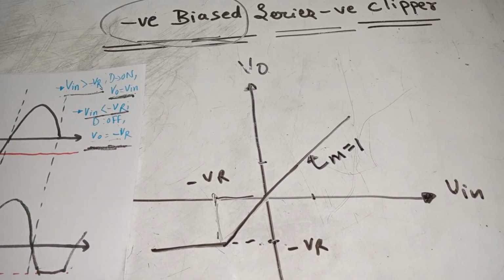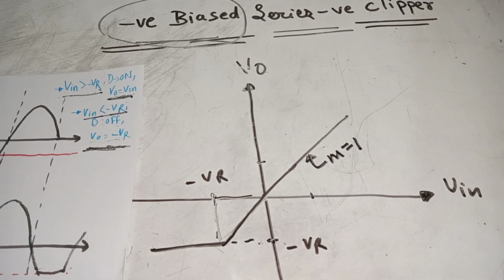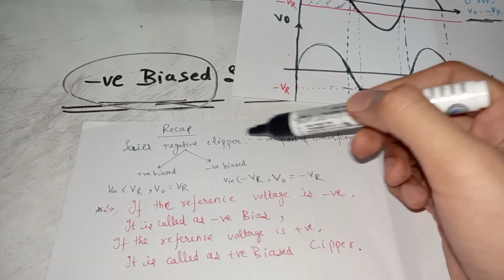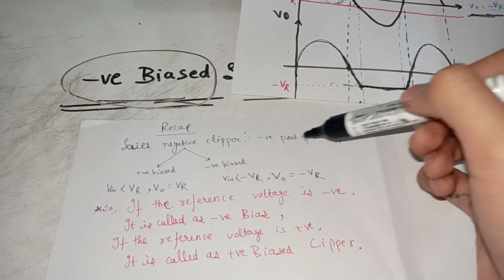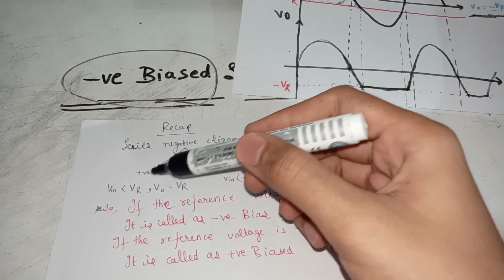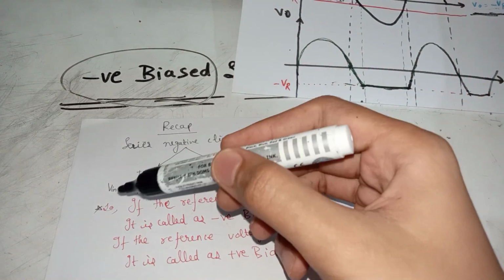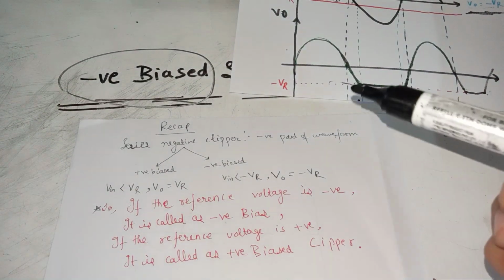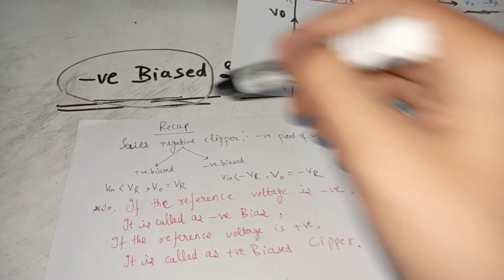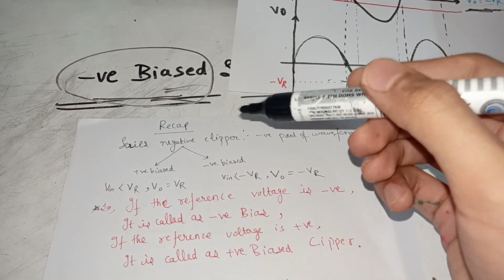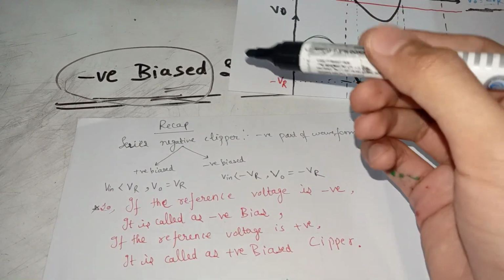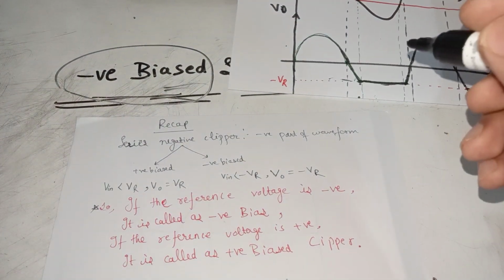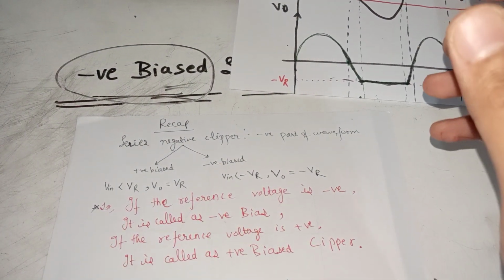So now we have studied the series negative clipper. Let me just recap whatever we have studied. We saw that the series negative clipper clips the negative part of the waveform, and it is of two types, positive biased and negative biased. If the reference voltage, that is the bias voltage, is negative, then it is called negative bias. And if the reference voltage is positive, as we saw in the case of positive bias series negative clipper, then it is called positive bias. So this was all about the negative series clipper.